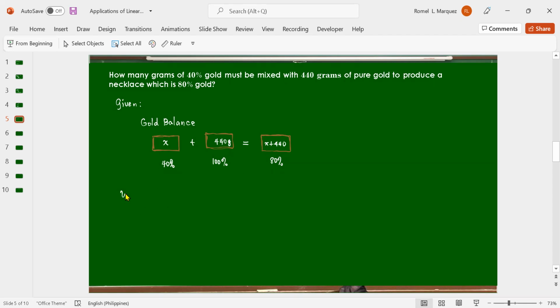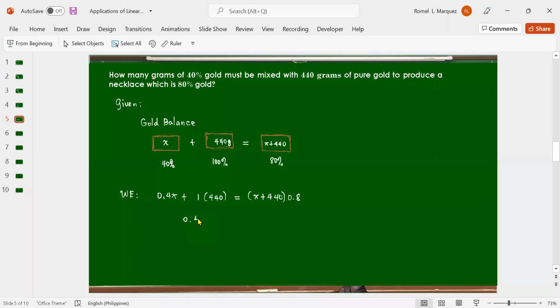So our working equation is weight times the concentration or mass. So 0.40 times the mass plus 100% is 1, no? Times 440. And we want it to be 80% gold. So X plus 440, we want the mass to be 0.80 of this. This will be your mass. Okay? So, what's now the total gold here?